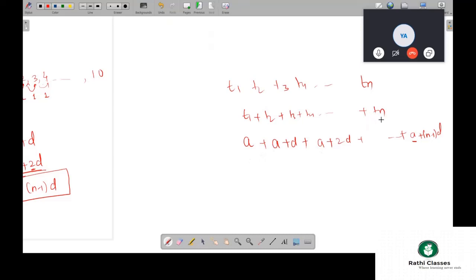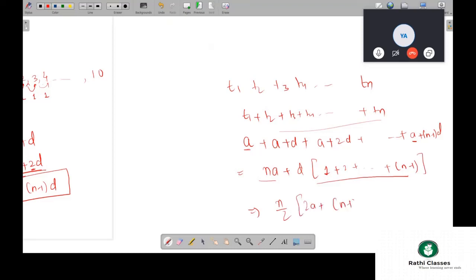So how many terms are there in total? N terms. So how many times is A repeated? N times. So nA, plus if I take D common, what will be left? 1 plus 2 and so on up to n minus 1. The simplification is again in class 11. Just now, the formula you can recall is n by 2 into 2A plus n minus 1 into D. This is Sn.